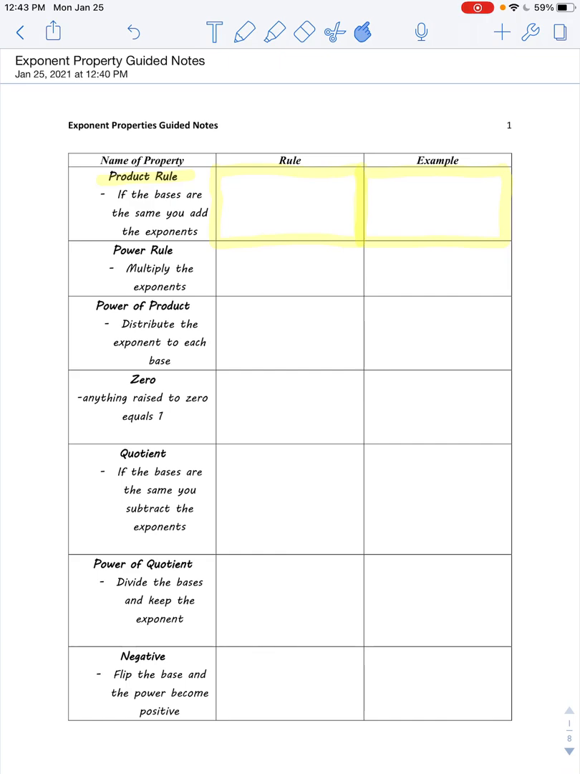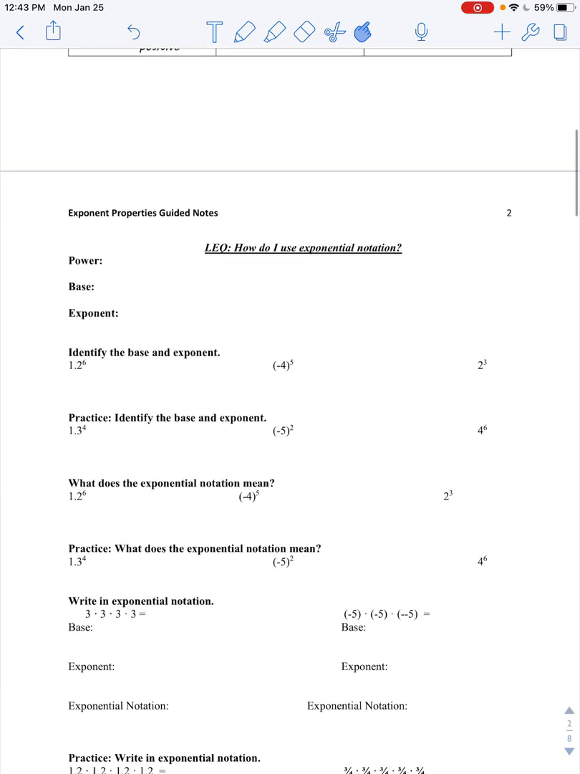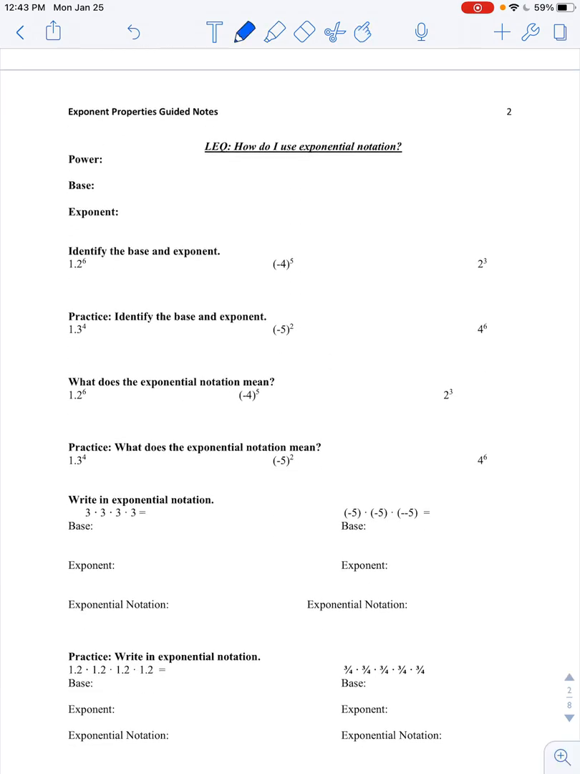So we're going to review powers, exponents, bases today and cover the property of a product, exponent rule. So let's get some vocab words first.